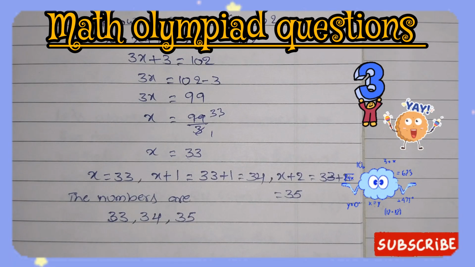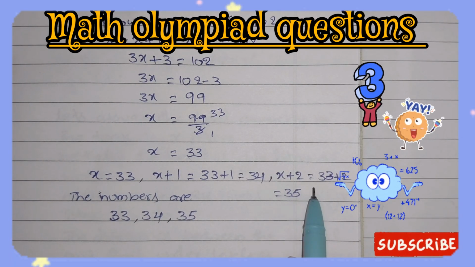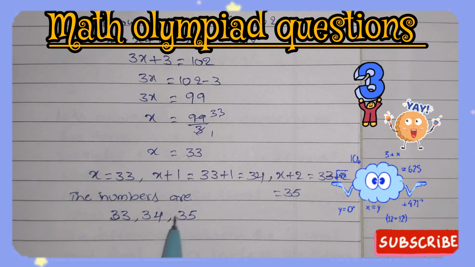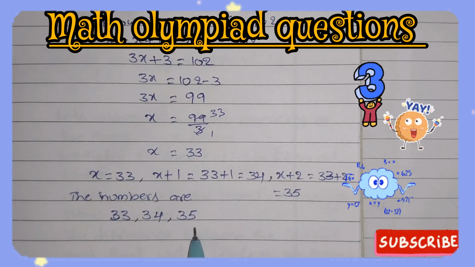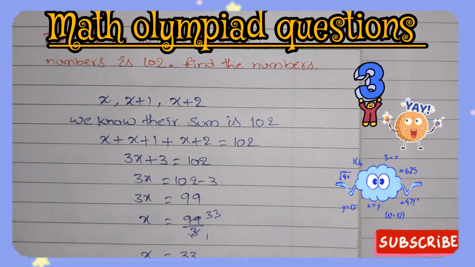3 ones are 3, 3 thirty-threes are 99. x equals 33. Next, x plus 1 equals 33 plus 1 equals 34. x plus 2 equals 33 plus 2 equals 35. So, the numbers are 33, 34 and 35.